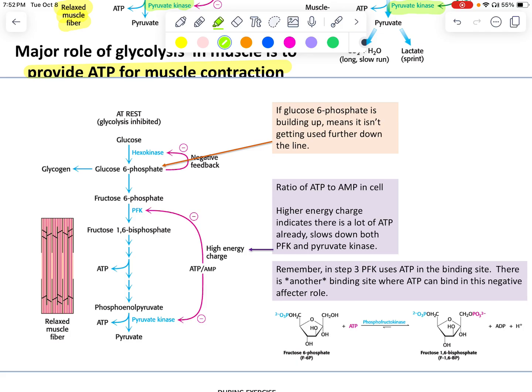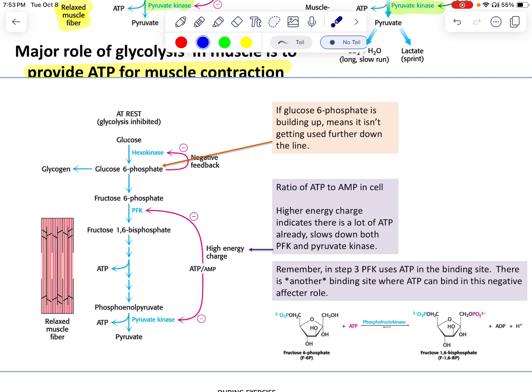So when we look, you can see right here, for example, glucose 6-phosphate is a negative effector for hexokinase. So you see that negative sign. And that makes sense if you think about it. If glucose 6-phosphate's building up, it means it isn't getting used, so the rest of this reaction must not be proceeding that fast. And we need to slow down this step. So glucose 6-phosphate is a negative feedback effector for that hexokinase.